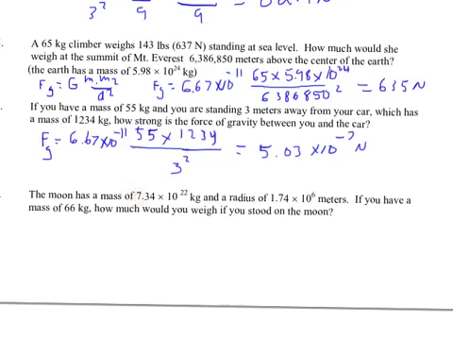Here's the distance. If you're standing on the surface of the moon, you'd be this far away from its center. Here's your mass. How much would I weigh standing on the moon? Now remember, before we found I weigh about 65 kilograms, so I'd be pretty close to this on Earth, which is about 143 pounds. So let's see what I'd be on the moon.